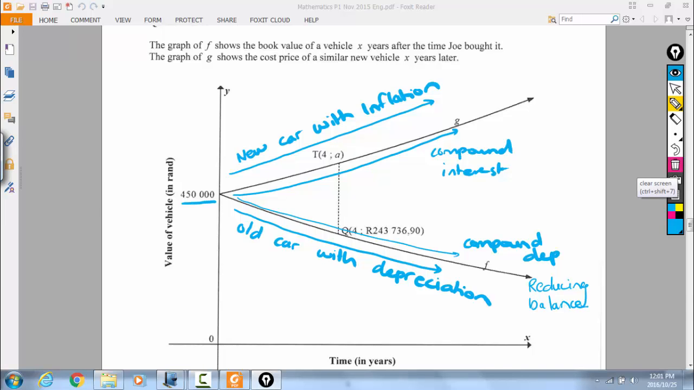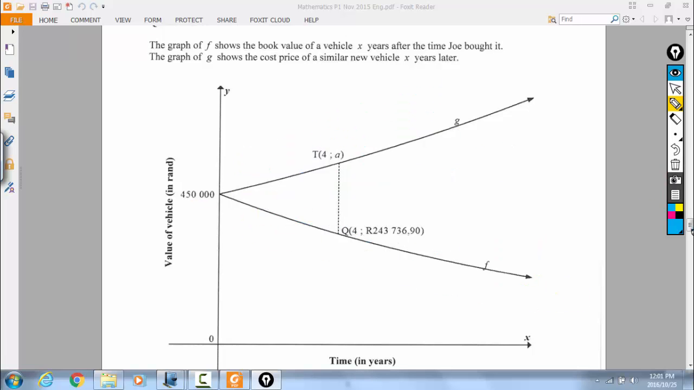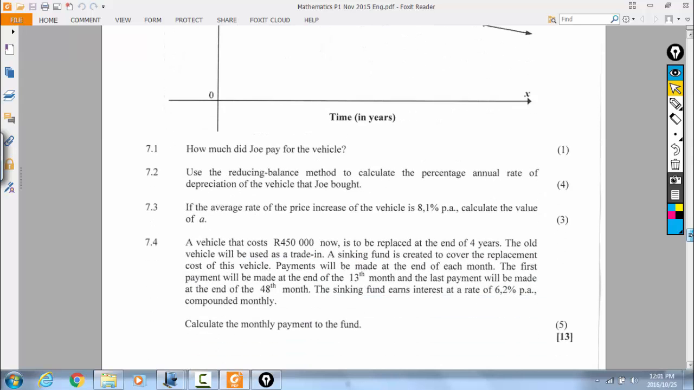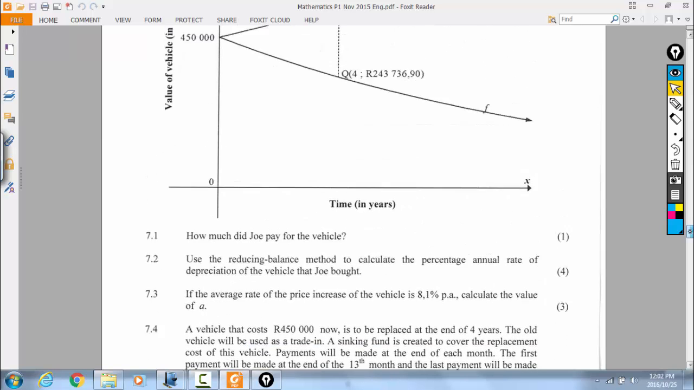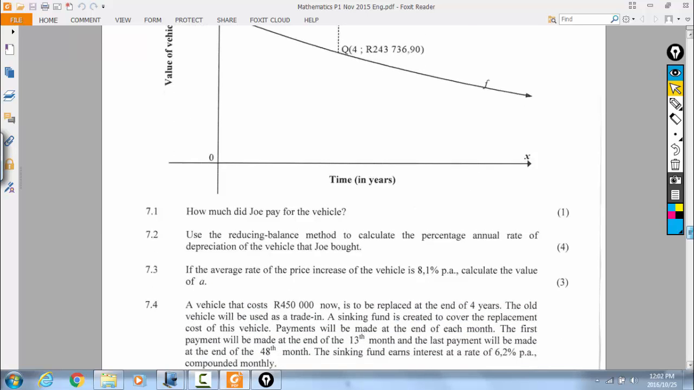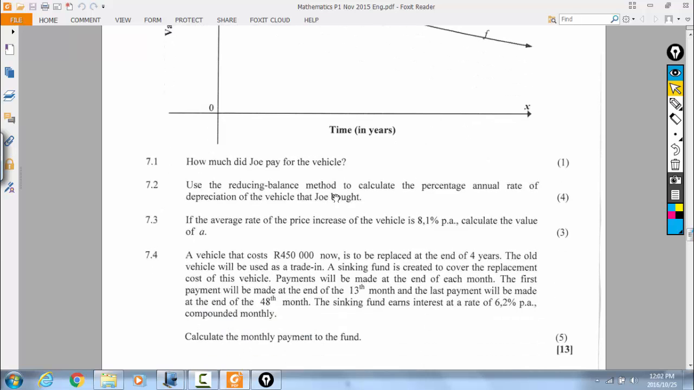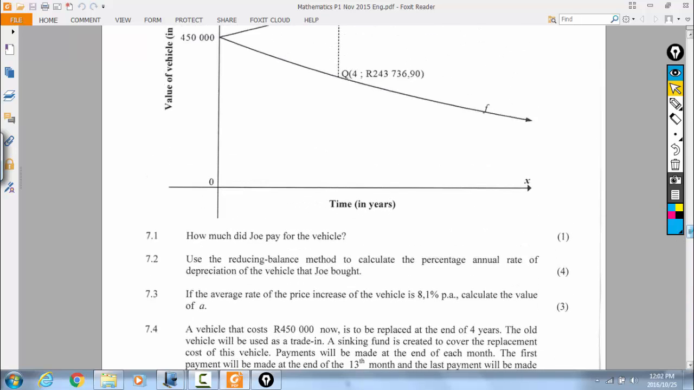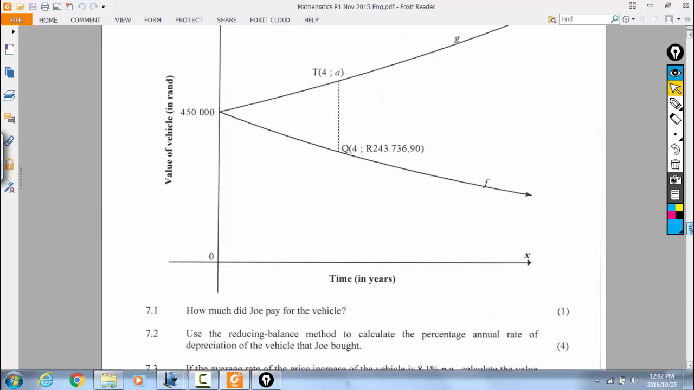So let's actually go on to some of the questions. It says, how much did Joe pay for the vehicle? Well, how much he paid is simply this 450,000 rand. So using the reducing balance, we know that because we see it's a curved line, not a straight line, so it must be reducing balance, to calculate the percentage annual rate of depreciation of the vehicle that he bought.